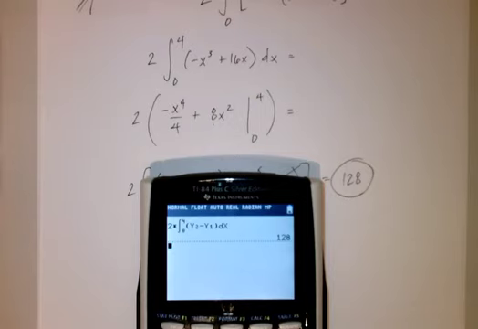In the coming videos, we'll go ahead and sort of round out our unit on the area between curves, and we'll move on from there to the section on volumes. So look forward to that.